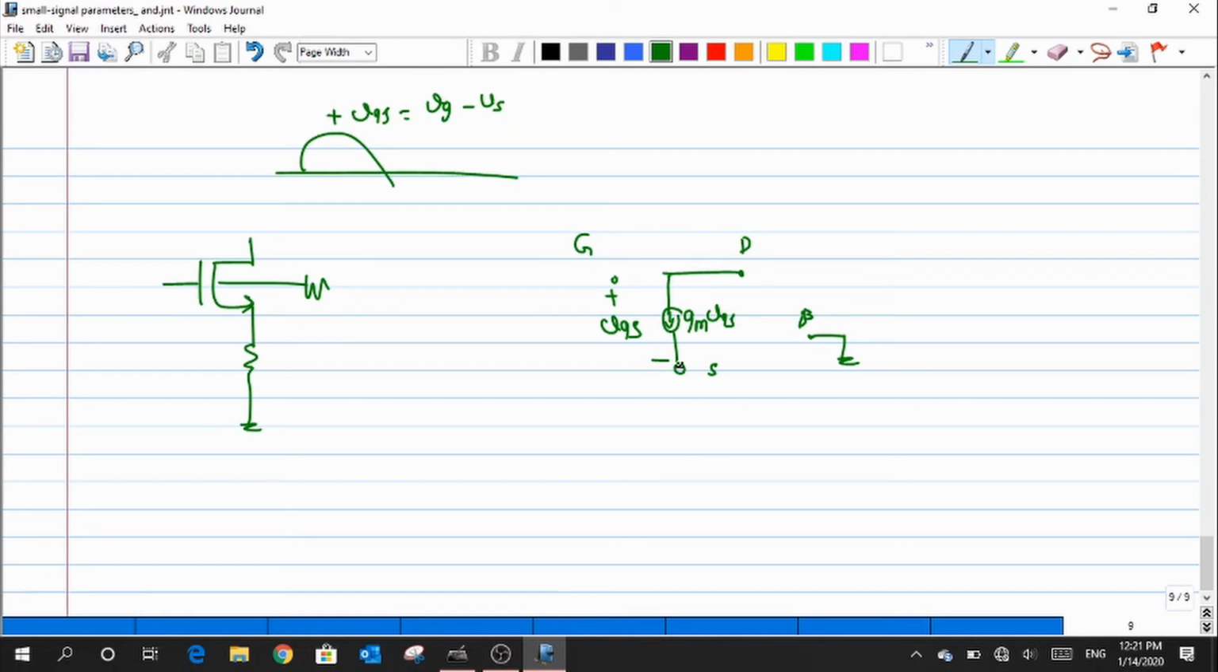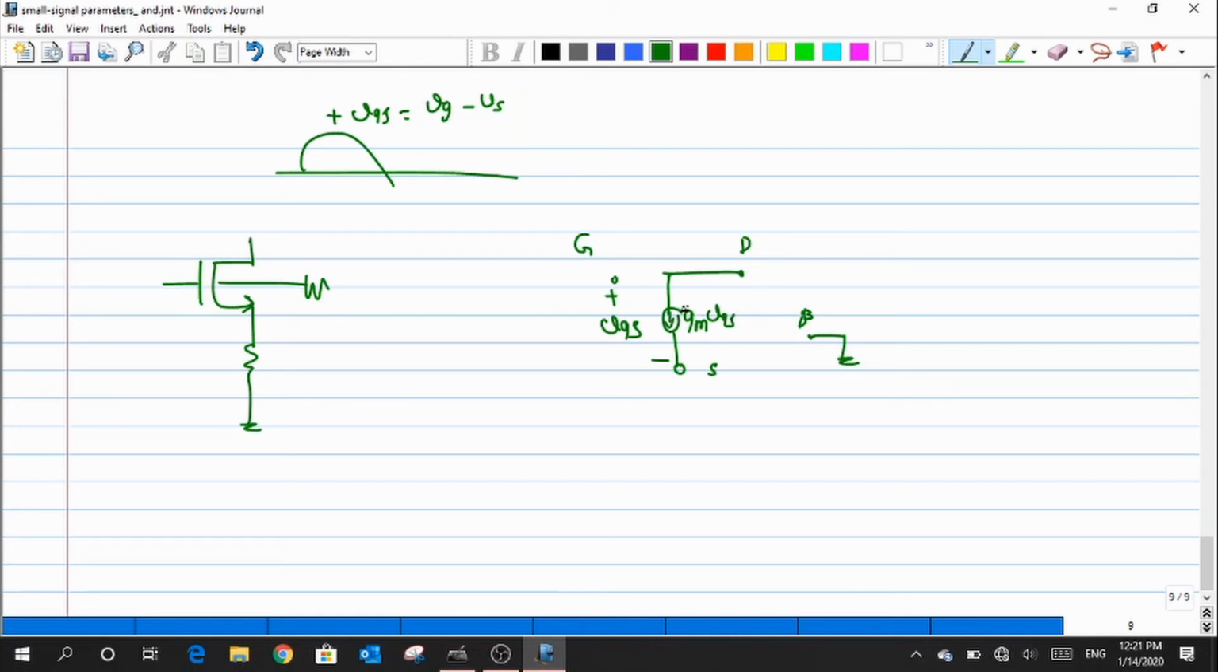Now how do I draw the current direction of my GMB VBS? Because the source is not exactly at the ground, how will I draw the current due to the body effect? Will it be downward or in the upward direction?